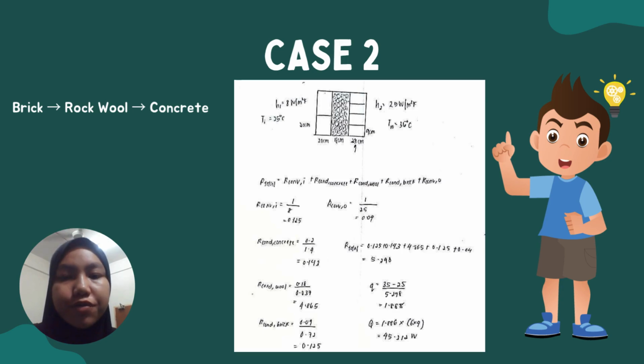So as for configuration 2, case 2, it includes brick, rock wool as the interior insulation material, and concrete for the outer wall. So as for the rock wool as the insulation material, we can see that the rate of heat transfer is lower, which is you can see here the heat flux is 1.888 watt per meter square.